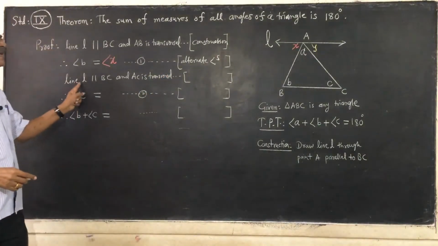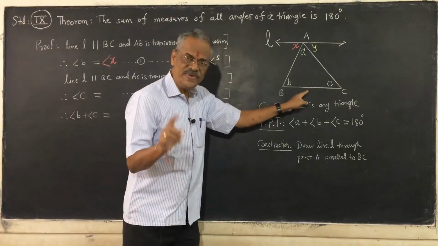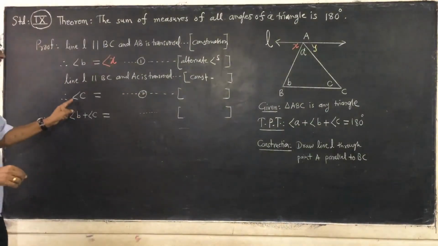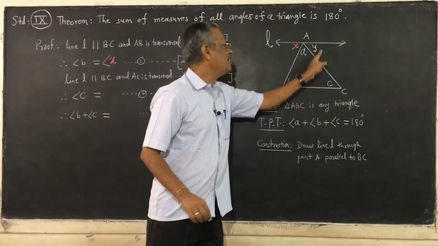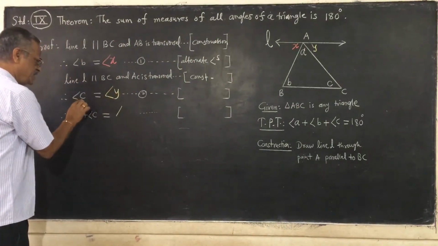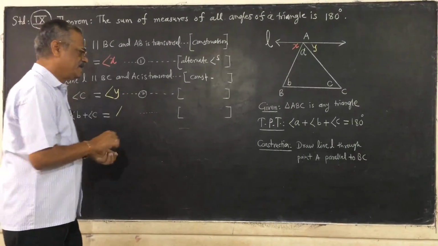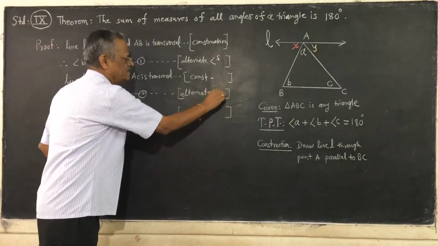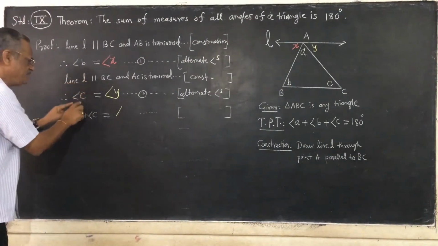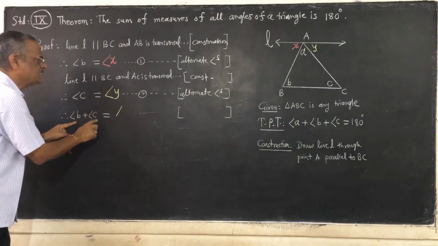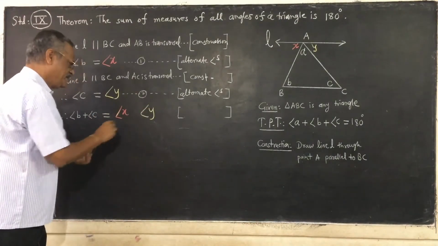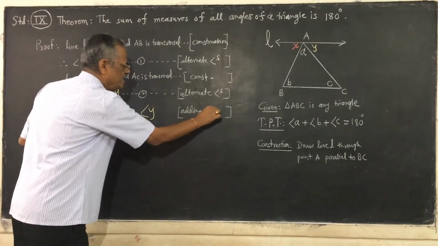Similarly, again L is parallel to BC and AC is transversal. That is by construction. So angle C and angle Y, again they are alternate angles. So angle C is equal to angle Y. Reason: alternate angles. Now if we add 1 and 2 together, left hand side plus left hand side, B plus C, it will be equal to X plus Y by adding 1 and 2.